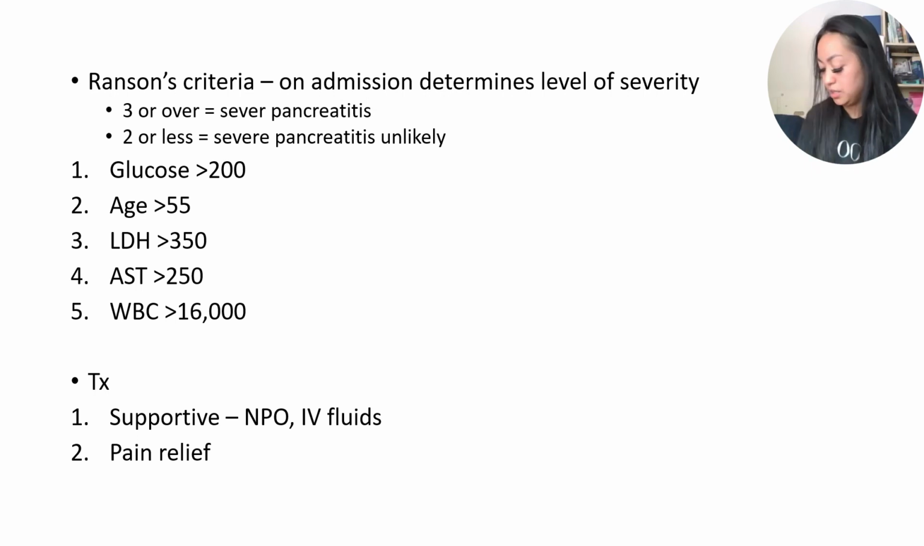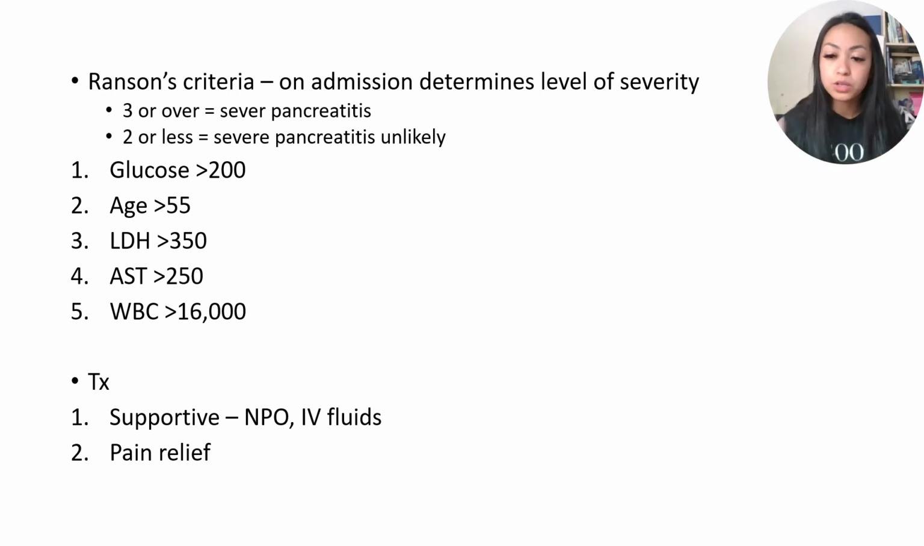The Ranson criteria is another criteria, and this determines the severity of acute pancreatitis on admission. Okay, so if they score 3 or more in this Ranson criteria, it means that it's a severe case of acute pancreatitis. If they score 2 or less, it means that severe pancreatitis is unlikely in this patient. So what are the components of the Ranson criteria? So remember, 3 and over, severe pancreatitis. 2 or less, severe pancreatitis is unlikely.